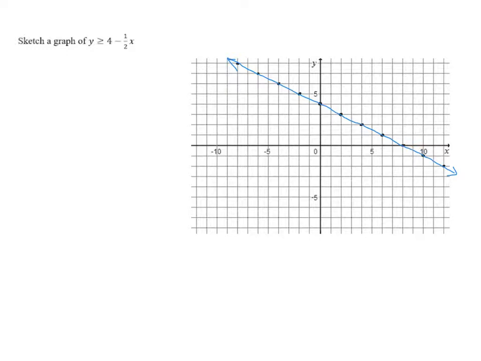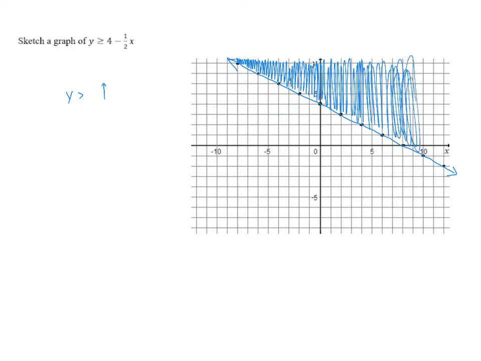Now, just like before, we have to shade part of our plane. And because we're looking at y being greater than a certain quantity, we know that whenever y is greater than something, larger values of y are higher up. So that means that we're going to be shading above this line. And so we need to shade the part of the plane that is above this line. And so it looks something like this.